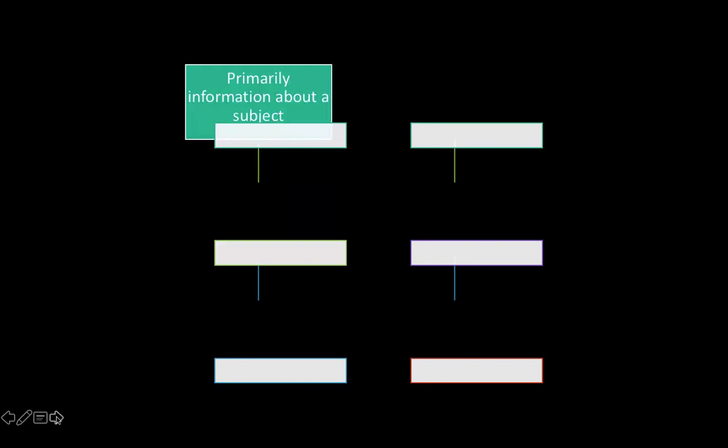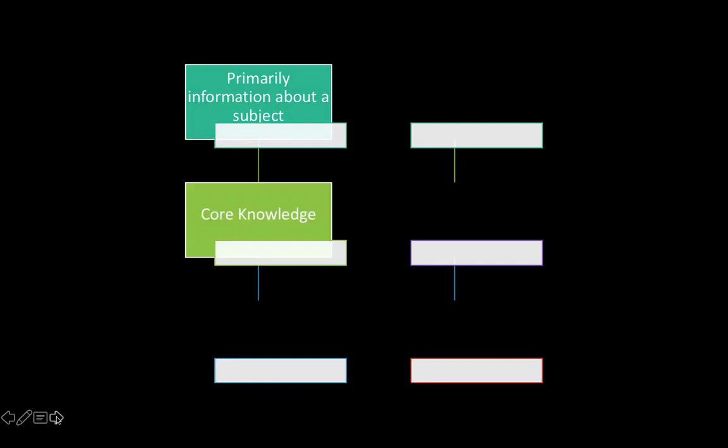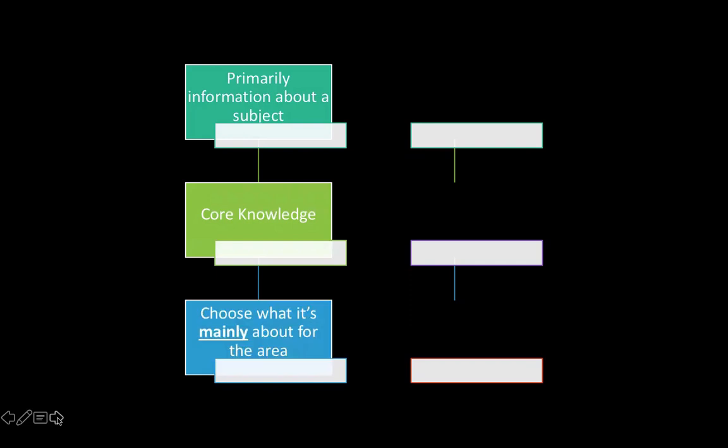Okay, so the first thing I want to talk about is how to look at the categories broadly. If it's primarily information about a subject, it's going to be core knowledge rather than skills training. What do I mean by that? Even if it's deep information or esoteric information, something that not a lot of people know, it's still going to be considered core knowledge because it's information about sexuality in some way. So what you're going to do, and we'll talk about this in a minute, is choose what it's mainly about for your categories.